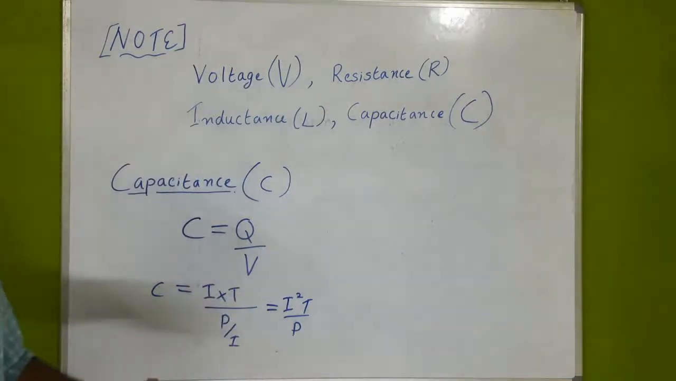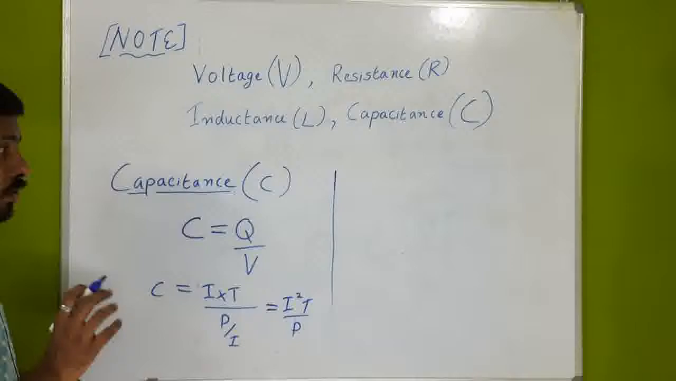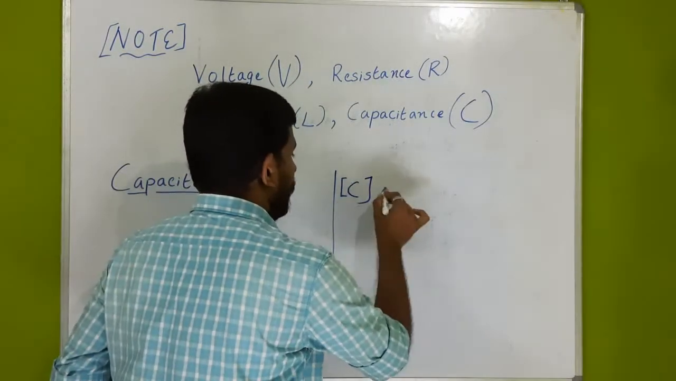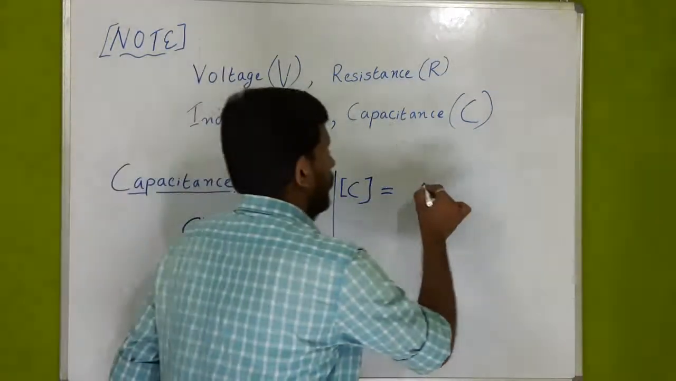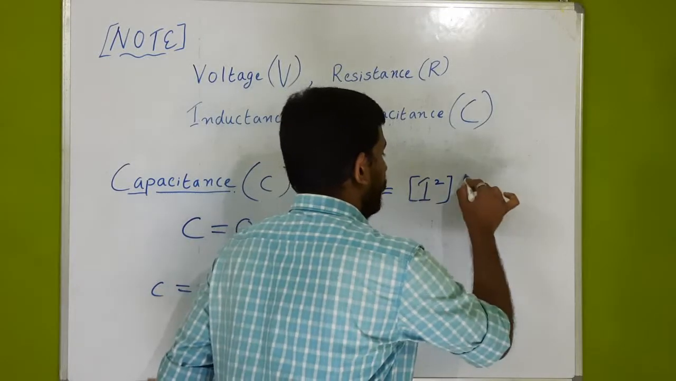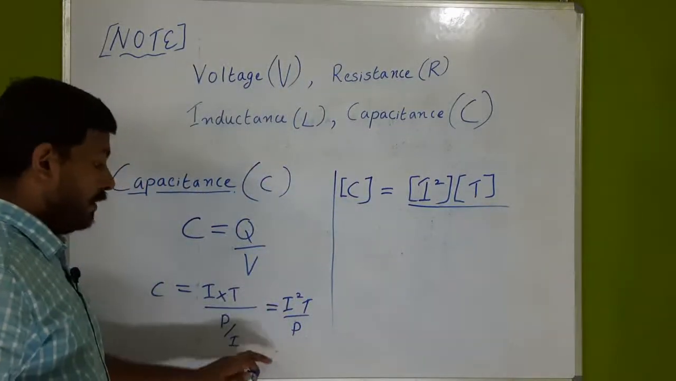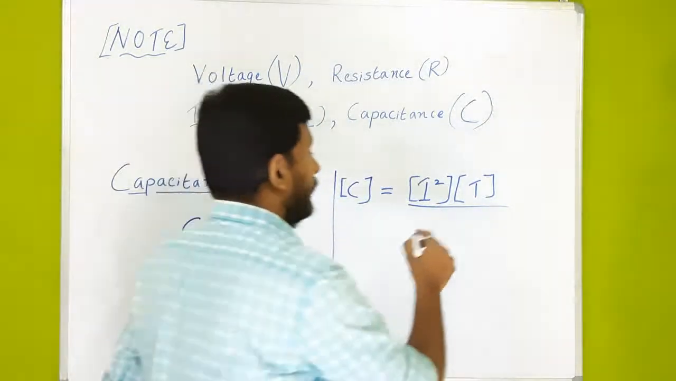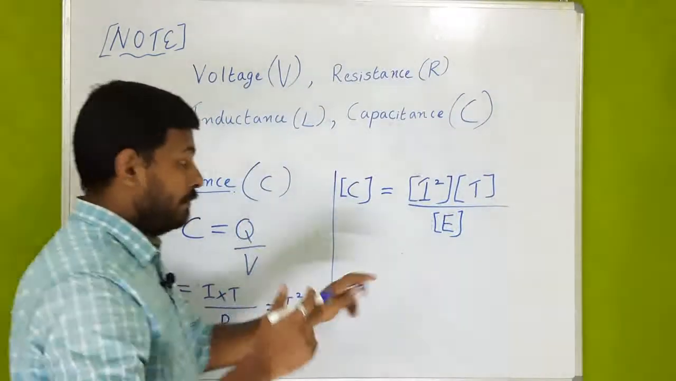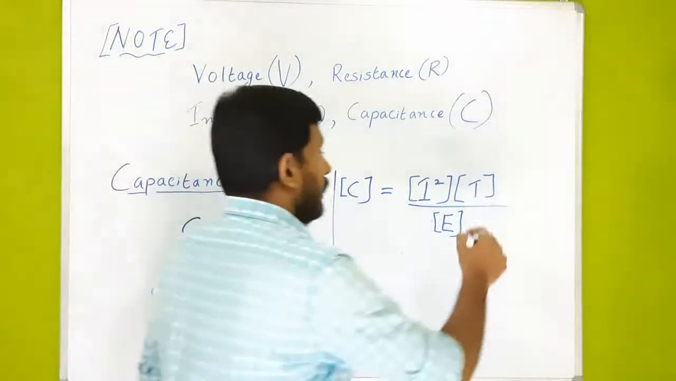This is just a trick we use to derive the dimensions easily, or you can use it as a shortcut. Therefore, the dimension of capacitance is equal to I squared, that is the dimension of current squared, into the dimension of time, divided by the dimension of power. And again we can write power as the dimension of energy divided by time, and here time T goes into the numerator and it becomes T squared.